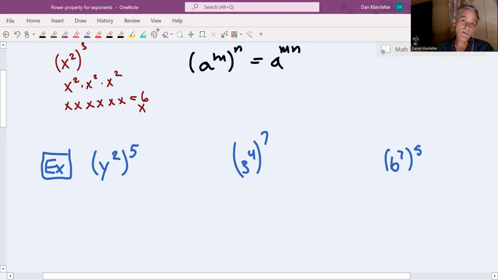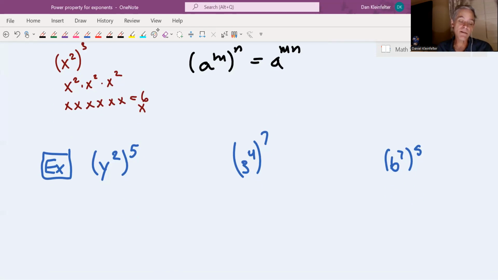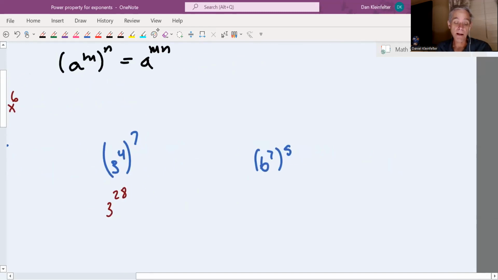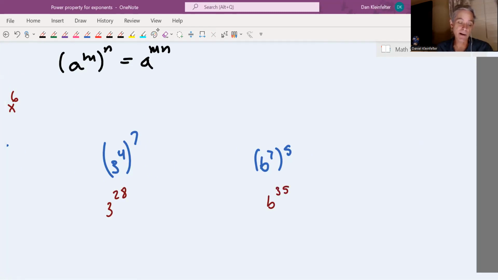Okay, let's try this. If we had y squared raised to the 5th power, you can imagine doing it. Y squared, 5th power, I'd have 5 of those y squareds written out. Each one of those has 2 y's in it, so we'd have a total of y to the 10th power. Okay, 3 to the 4th power raised to the 7th power, that's way too many 3's. That's going to be 3 to the 28th power. B raised to the 7th power, and then that raised to the 5th power, that will be b raised to the 35th power.